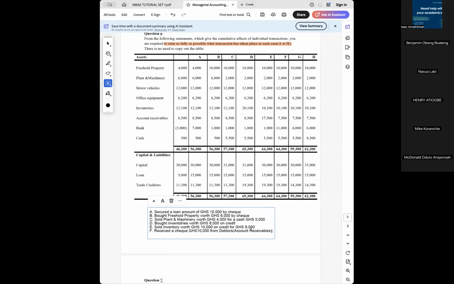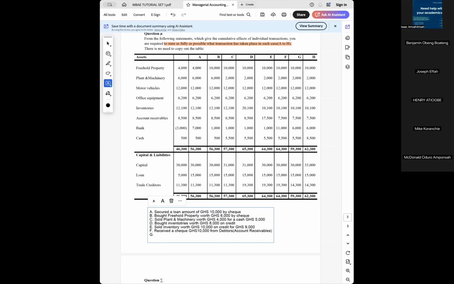That's all. Who takes G? Who takes G? Can I go? Go, Joe. You can go. Also paid a check of 5,000 to trade creditors. Oh, Joe didn't even tell us the effect. He told us the transaction straightforward. Okay, so maybe let me look at the effect. So discuss it first so that we will all be on the same page.